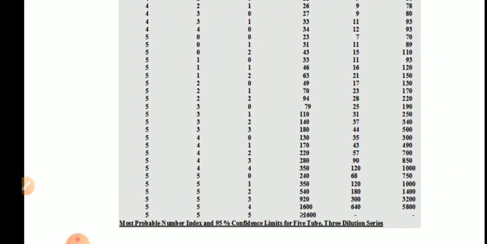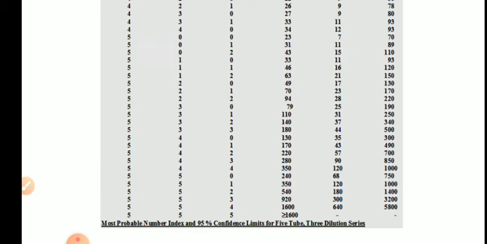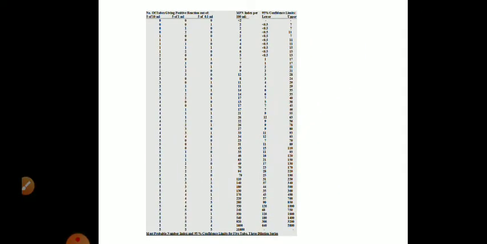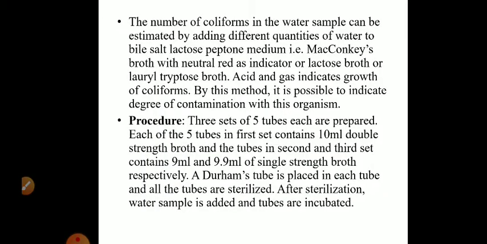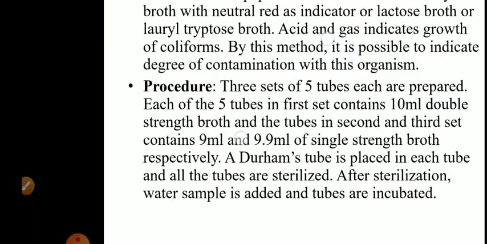And in the end, it is all 5 tubes of the first set, all 5 tubes of the second set and all 5 tubes of the third set. That means the count is 5, 5, 5. It indicates that the count is greater than or equal to 1600. Like that, every possibility is given in McCrady's chart. Compare your result with the chart and directly find out the most probable number of coliforms present in the given water sample. Okay.